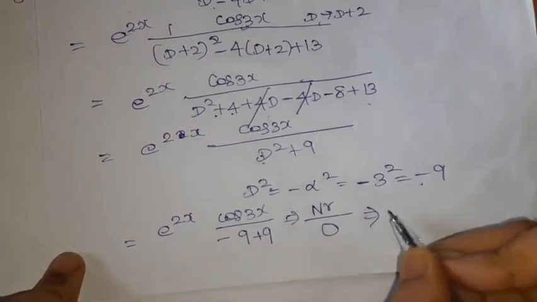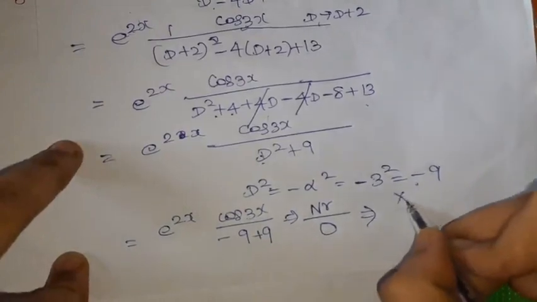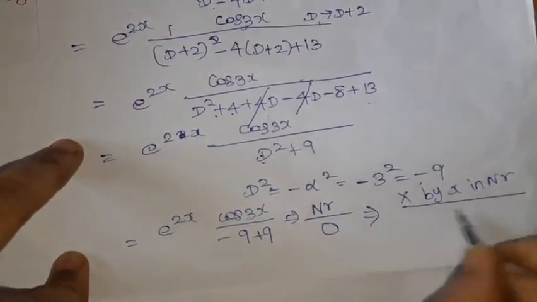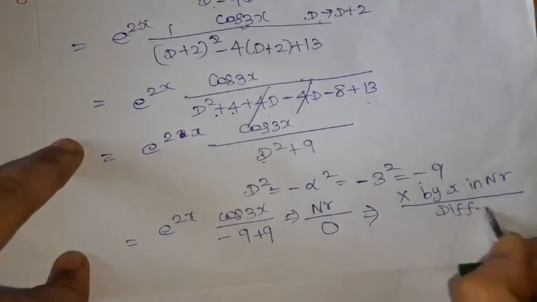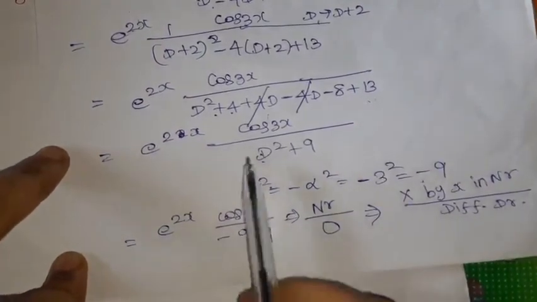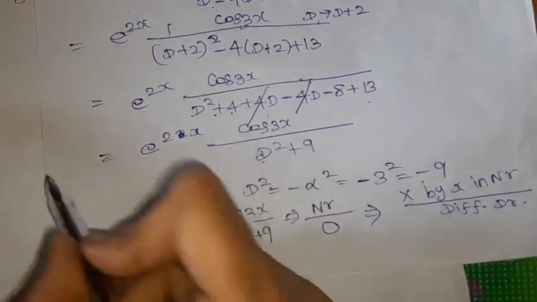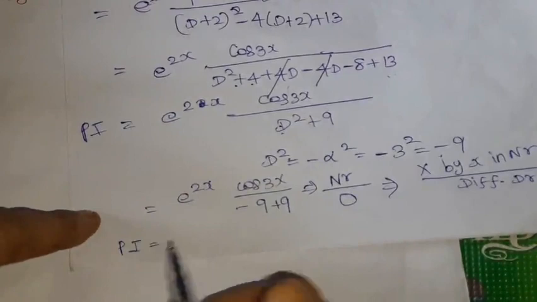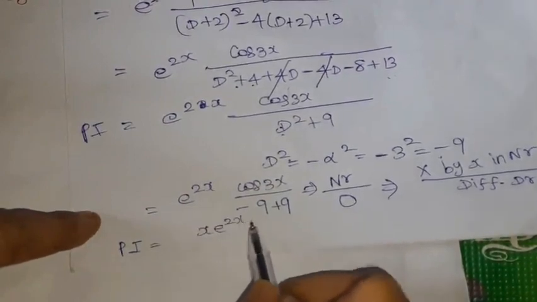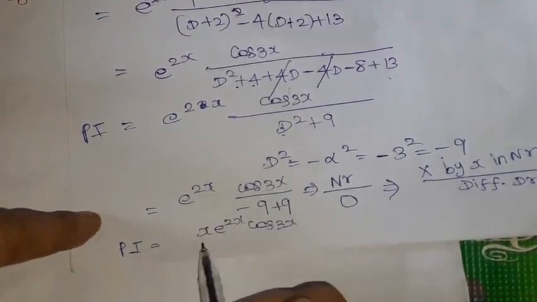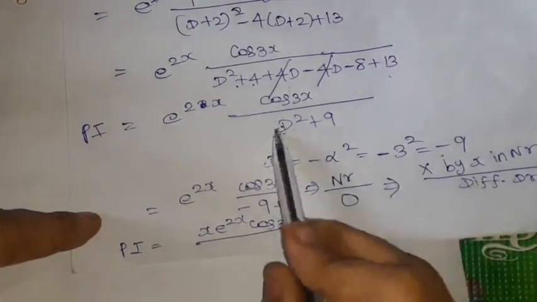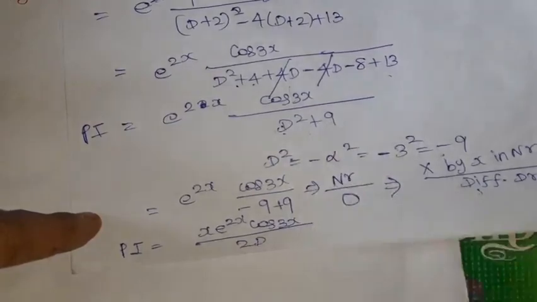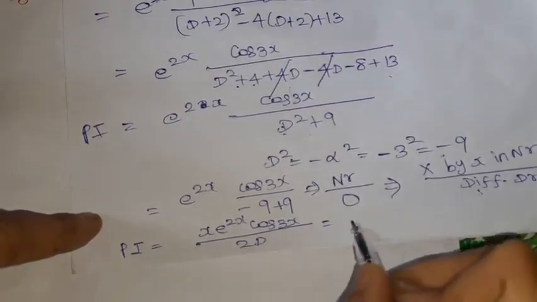Multiply by x in the numerator and differentiate the denominator in that function e power 2x. So, multiply by x, what we will get? x e power 2x cos 3x. Differentiate the denominator: 2D. 2D alone, 9 is a constant, we will get 0 only. So, 2D.